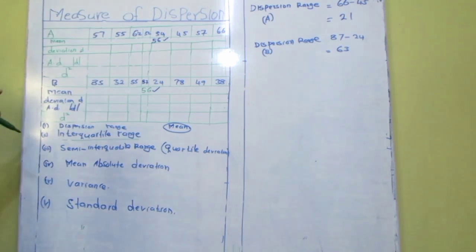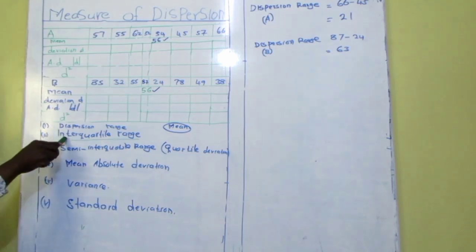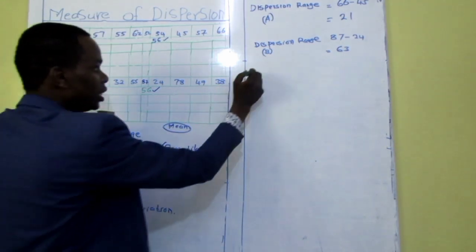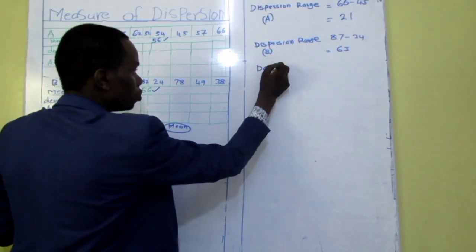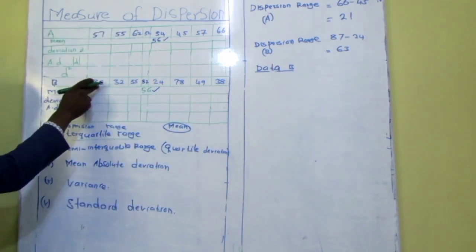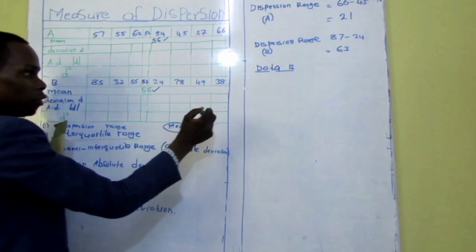Now, the problem of this is that it focuses only on two marks, the highest and the lowest. Now we're going to use another dispersion measure. We're going to use what we call interquartile range. We're going to calculate what we call interquartile range. Now let us focus with data B, all marks of student B. So let us arrange this data from the smallest to the highest. Arrange for me.